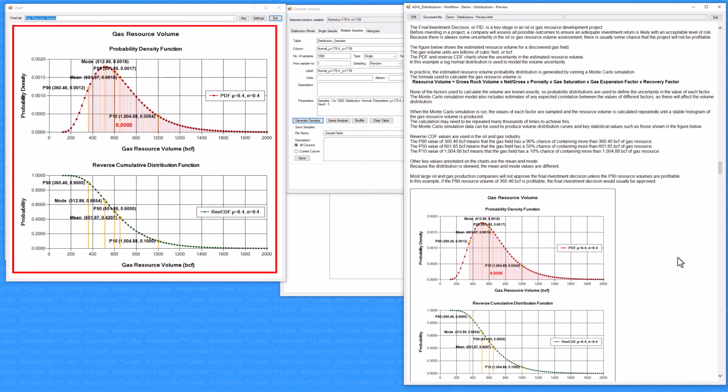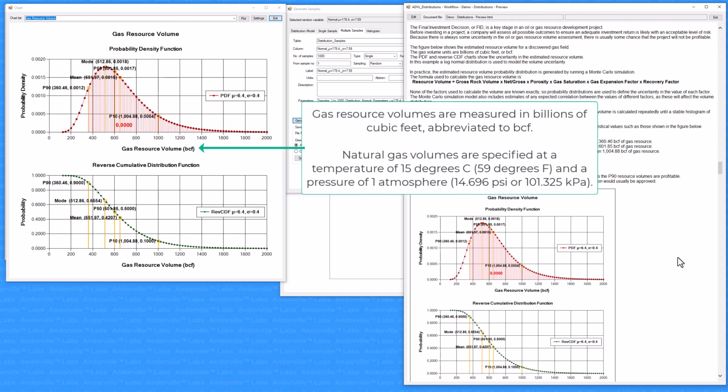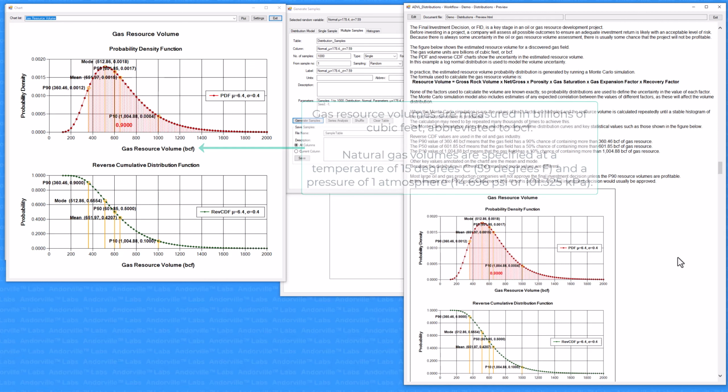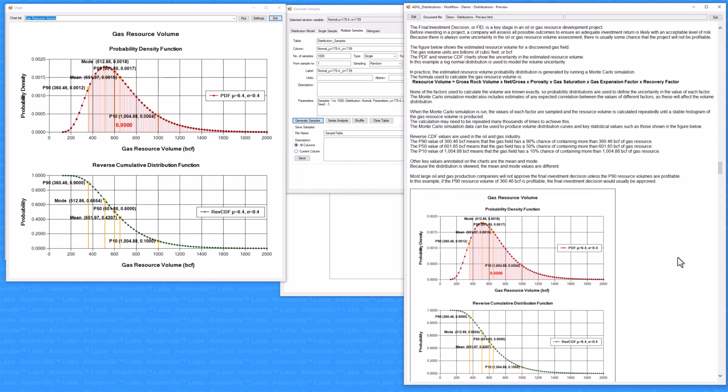The figure below shows the estimated resource volume for a discovered gas field. The gas volume units are billions of cubic feet, or BCF. The PDF and reverse CDF charts show the uncertainty in the estimated resource volume. In this example, a log normal distribution is used to model the volume uncertainty. In practice, the estimated resource volume probability distribution is generated by running a Monte Carlo simulation.